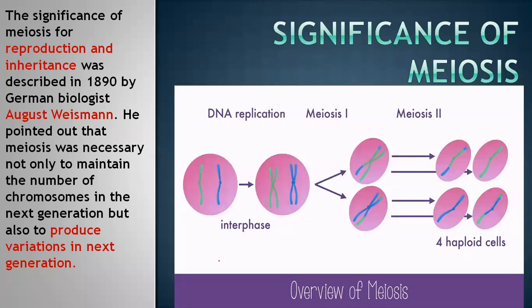Yes, significance of meiosis, like what's the importance of meiosis. We have seen the importance of mitosis as well, that is the cell division which is mandatory for growth and development, cell replacement, and regeneration processes. Meiosis also has a very significant role, and that role is for reproduction and inheritance.